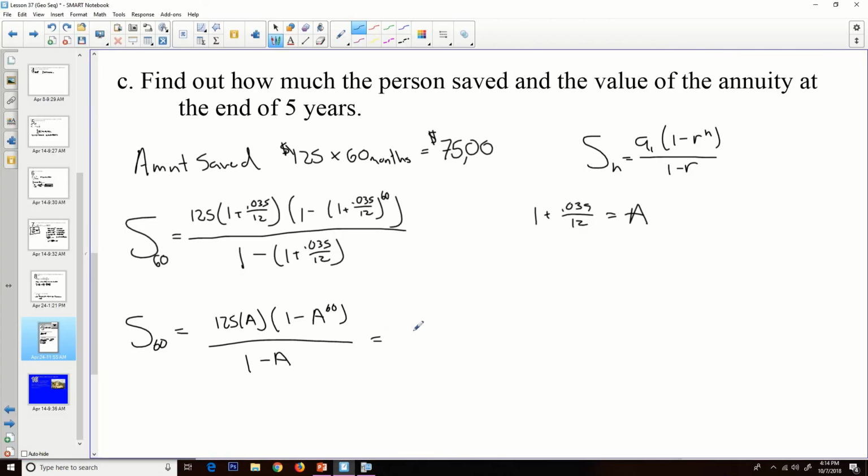8207.13. And comma there. Oh, look at that, I missed that. Let's rewrite that because I got a comma in the wrong place. So it was $7,500. So by doing the annuity, you actually earn $1,200 in interest. That's not too bad for 5 years, even though they get 3%.